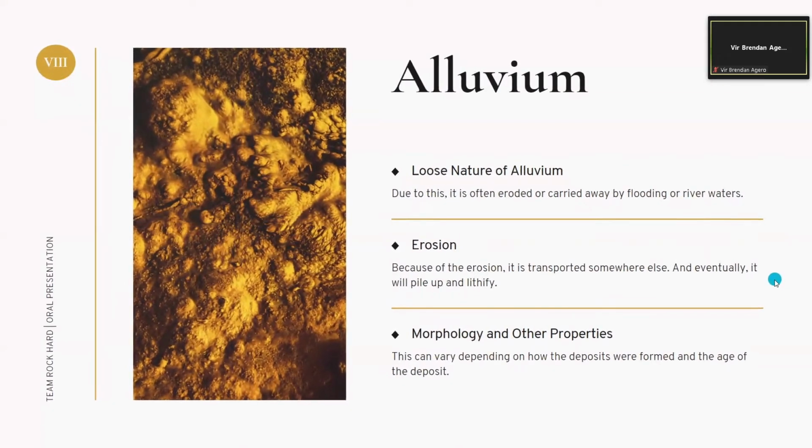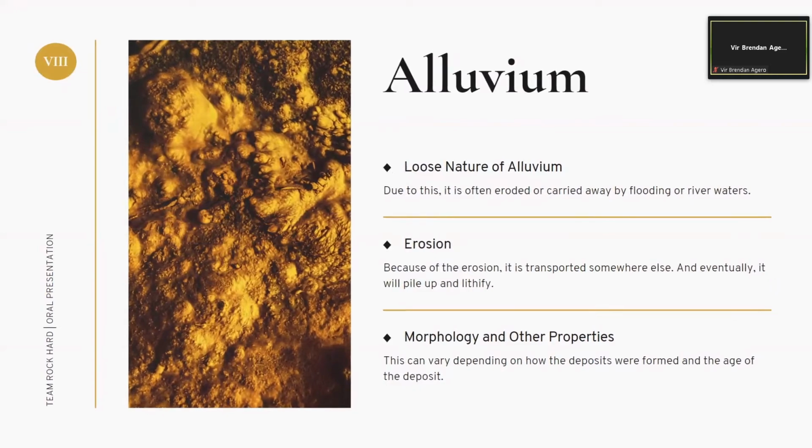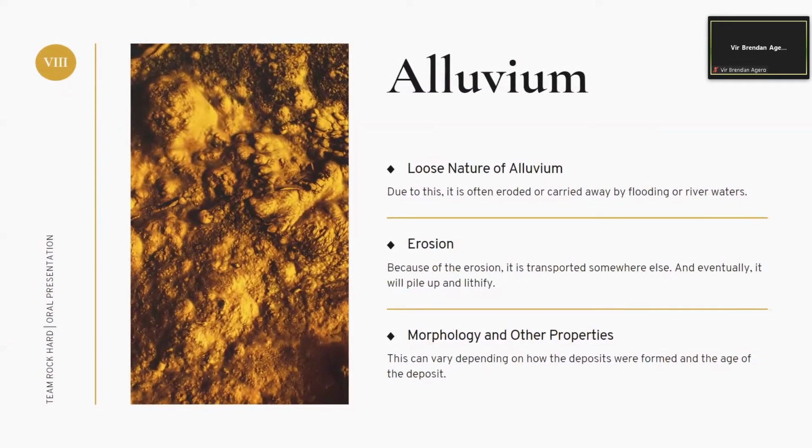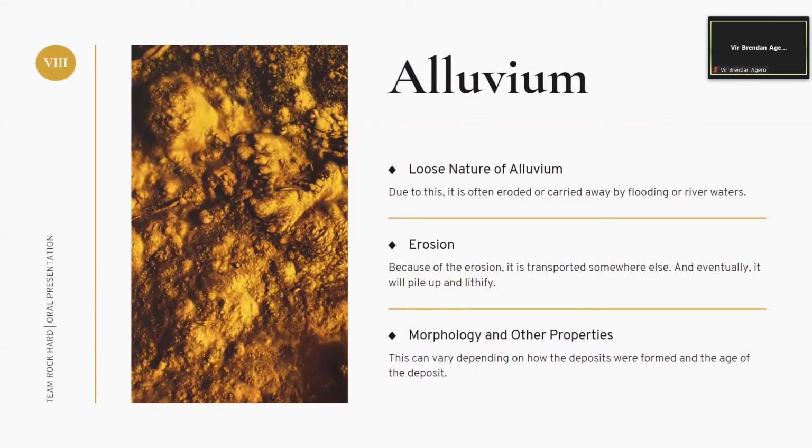So, alluvium is loose in nature, and because of this, it is often eroded or carried away by flooding or river waters. This results in its transportation somewhere else, and eventually it will pile up and lithify into a solid rock. For its morphology, this can vary depending on how the deposits were formed and the age of the deposits, but they are generally similar in morphology.